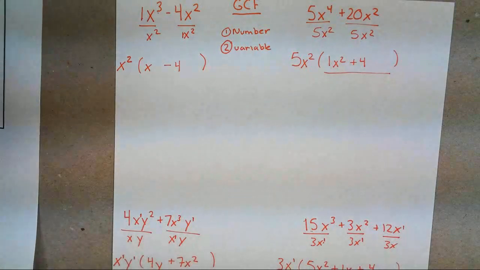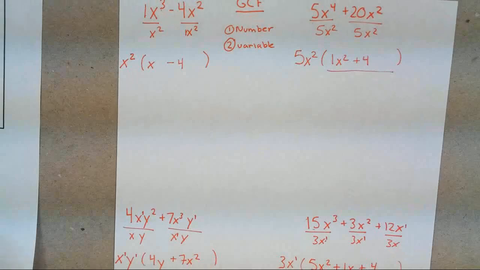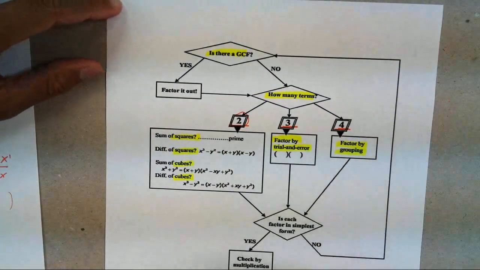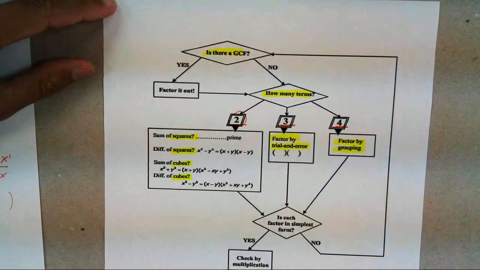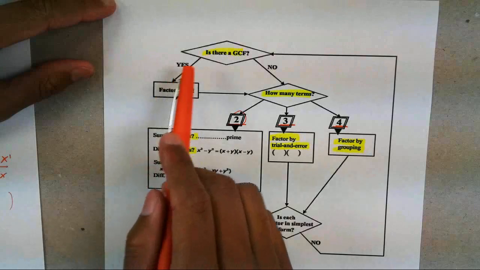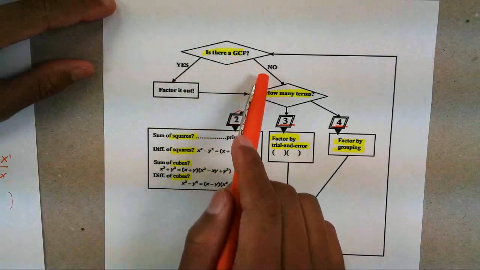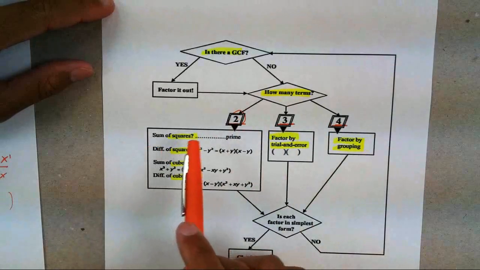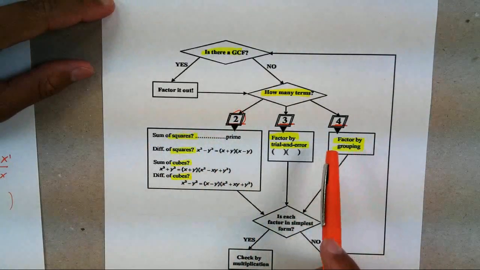Okay? So when you're working on factoring, we have to remember, first question, is there a GCF? Because if there is, you have to factor out that GCF, which we just did. Then your next step is, well, even if there isn't a GCF, how many terms are in your equation? 2, 3, and 4. If you're able to memorize just the stuff that's highlighted, you're going to be fine.